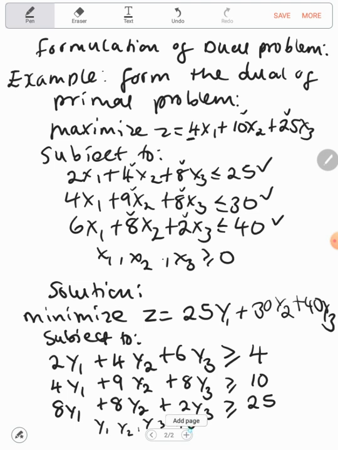And there are other situations where we have unrestricted sign. In such a case, we indicate that y1, y2, and y3 are unrestricted in sign. So it's as simple as that. Let's go to the next problem.